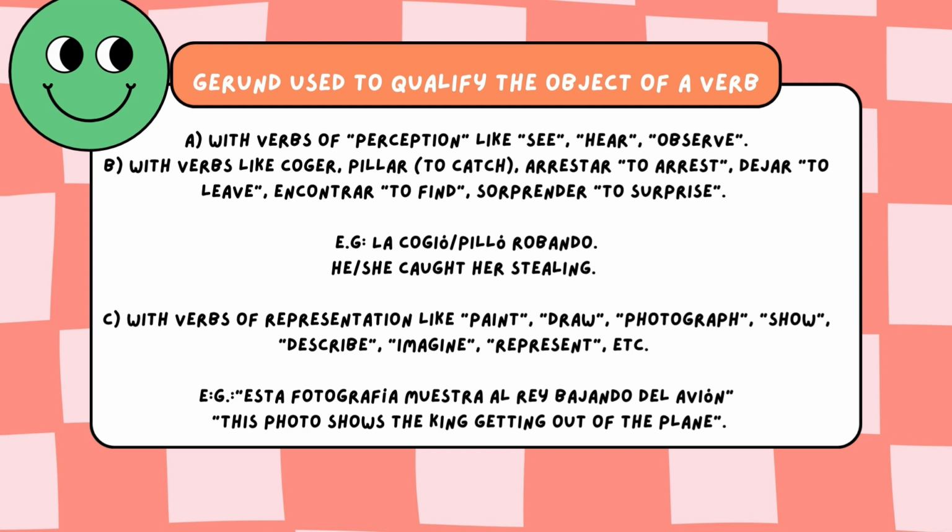And also in C, we have verbs of representation like paint, draw, photograph, show, describe, imagine, and represent. For example, esta fotografía muestra al rey bajando del avión. In English, this photo shows the king getting out of the plane.